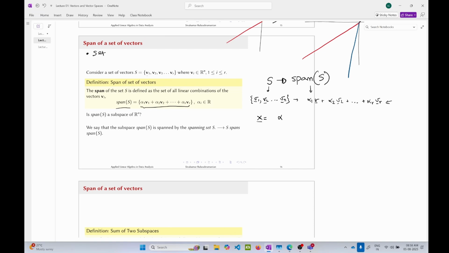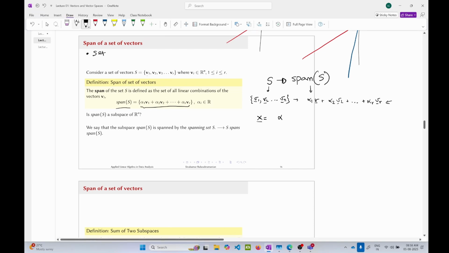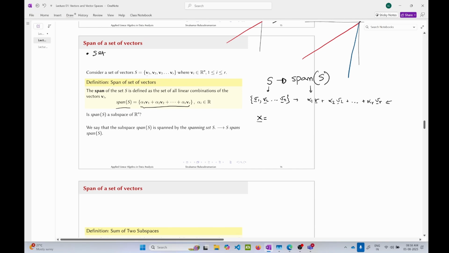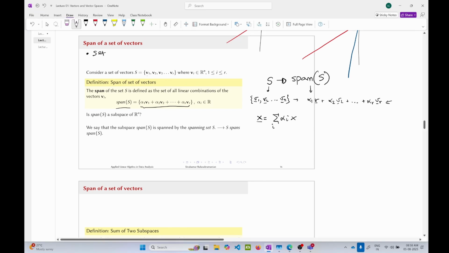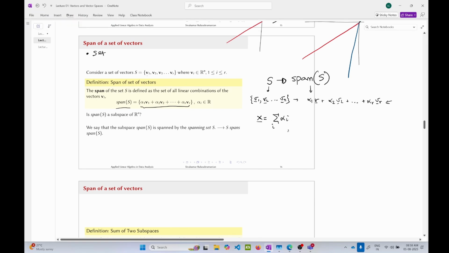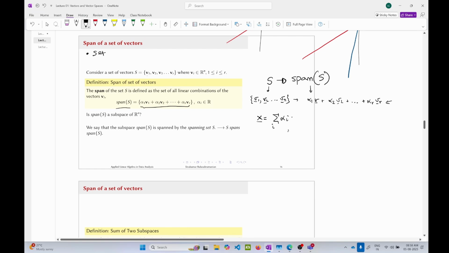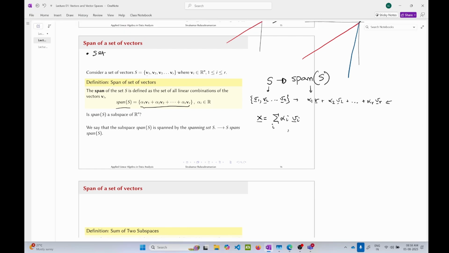It will be of this form, and I'm going to use a simplified notation so that I don't have to write this again and again. I've simply written down the summation like this. I know the zero element exists.